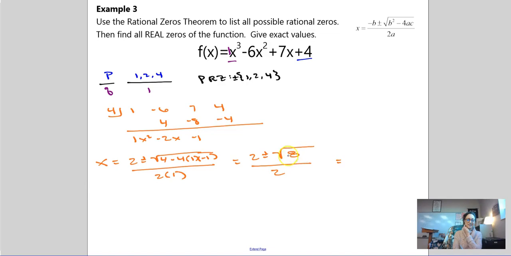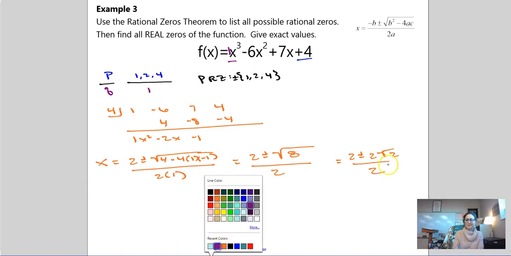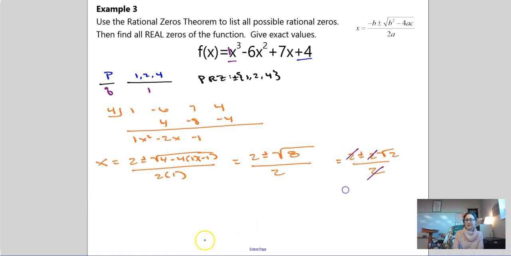Okay, let's go ahead and simplify the radical a little bit. We've got 2 plus or minus 2 square roots of 2 all over 2, right? And now we can go ahead and reduce because every single term has a factor of 2 in it, right? So I can divide numerator and denominator by 2. Just be really careful because remember these are all 1s now, right? So I've got 1 plus or minus square root of 2 all over 1, okay, which I don't need to write.